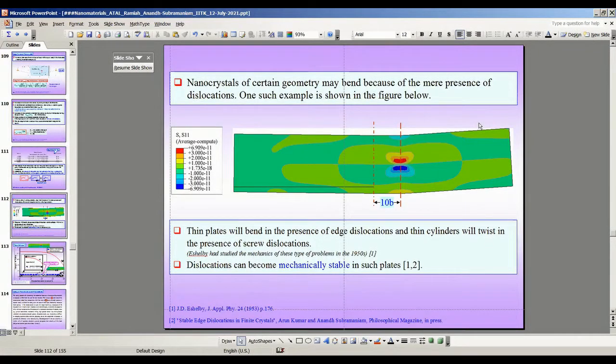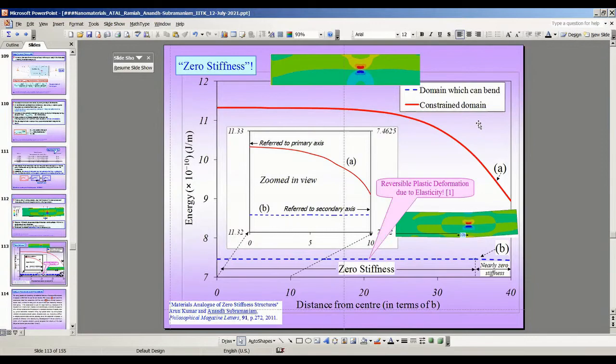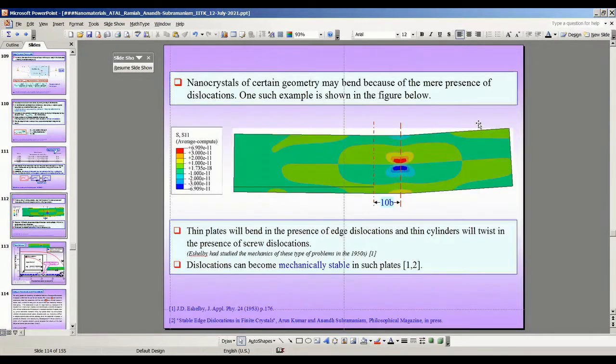Now, Eshelby studied these dislocations in thin materials and found that in thin crystals, if you put a screw dislocation in the center, it can twist. And this has been called the Eshelby twist. One of the beautifully written papers, I don't have the reference here, was published sometime in the last 10 years, and the paper itself had the title Eshelby twist. Similarly, an edge dislocation can cause a bending of a thin plate.